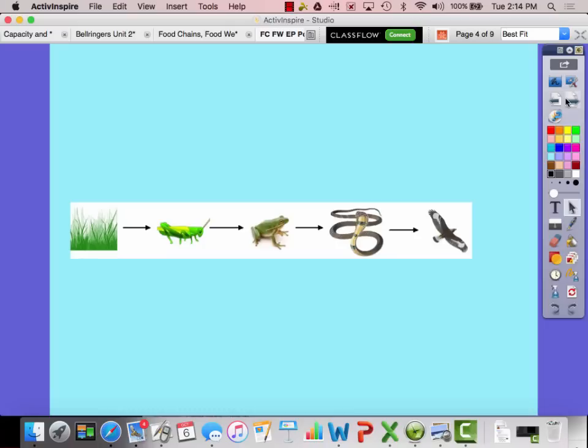We've got a frog that's eating the grasshopper, so the energy is going from the grasshopper into the frog. Now the frog's going to get eaten. That energy is going to transfer into the snake. Then once the hawk eats the snake, that energy will go into the hawk.